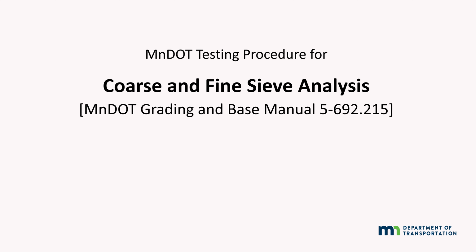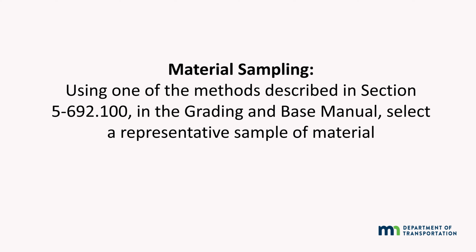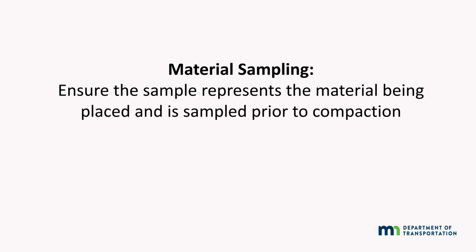The test procedure for the field sieve analysis for coarse and fine gradations: review the MnDOT Schedule of Materials Control and contract documents to determine the minimum sample rates for the specified material. Using one of the methods described in Section 5-692.100, sampling, random sampling, and splitting in the Grading and Base Manual, select a representative sample of material. When sampling, ensure the sample represents the material being placed and is sampled prior to compaction.